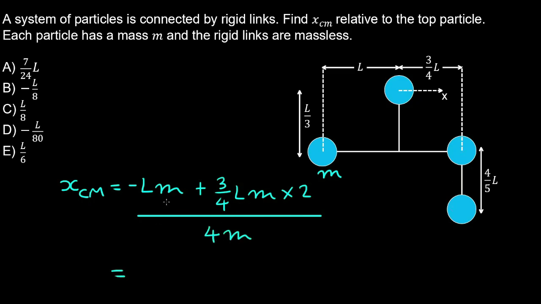So therefore we have minus 1 plus 6/4, or 3 on 2, which gives Lm on 2, and that's divided by 4m, or multiplied by 1 on 4m. So the center of mass is at L on 8 from this origin. So the correct answer is C.